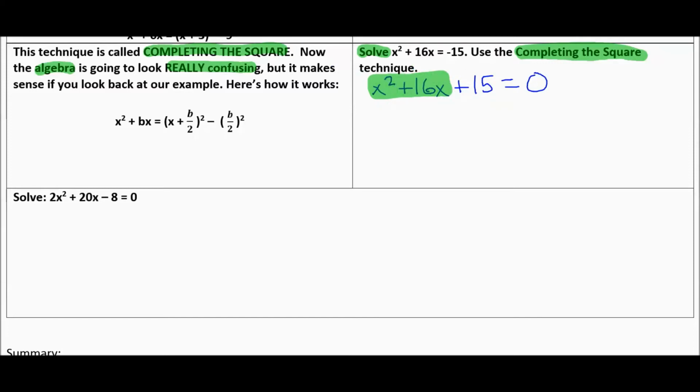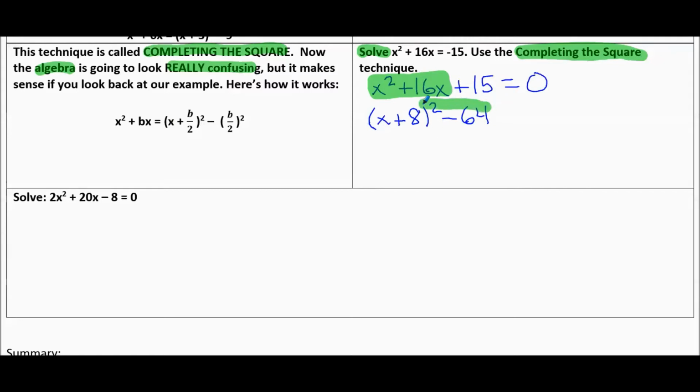And what we're going to do is rewrite that as x plus b divided by 2 quantity squared. So we're going to rewrite this as x plus, well, b was 16, divided by 2 is 8, quantity squared. There's the x plus b divided by 2 quantity squared. Then we're going to subtract b divided by 2 squared. Here's b, 16 divided by 2 is 8, squared is 64, minus 64. That is just the green box.